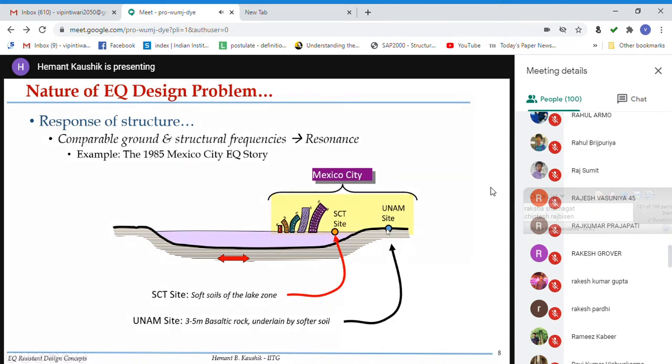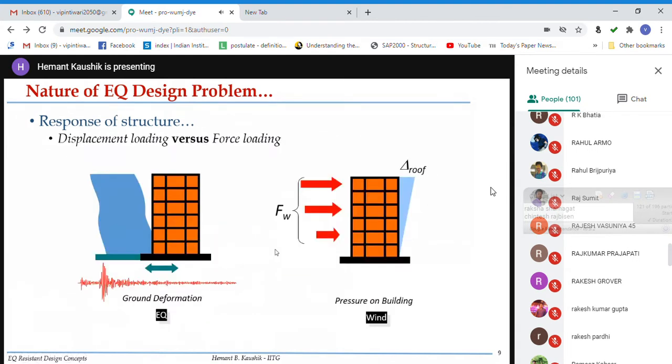And there's another site which was rocky, and this site is known as UNAM, where we had 3 to 5 meters of basalt rock underlain by the softer soil. So here is a softer soil, but the top 3 to 5 meters was rock. Okay, and structures were constructed above this, and in the other case the structures were constructed over the filled up soil. So as you know, what is resonance? Resonance is basically when the frequency matches. Okay, the frequency of two things match, so we have resonance. So here what happened is that the ground motion and the structural frequencies matched.